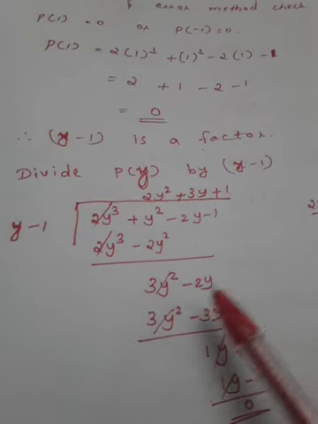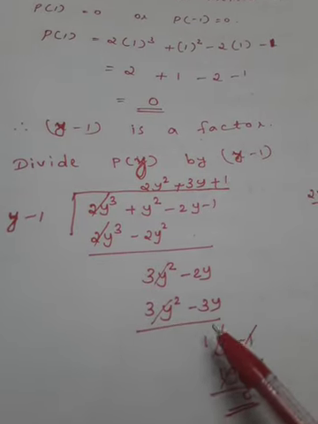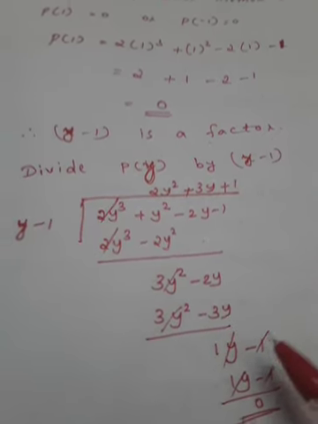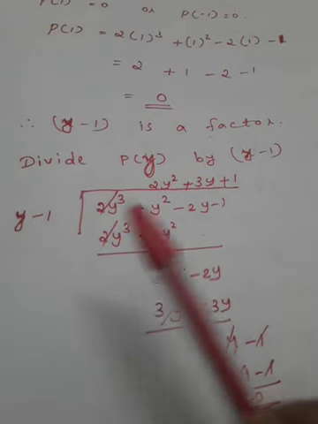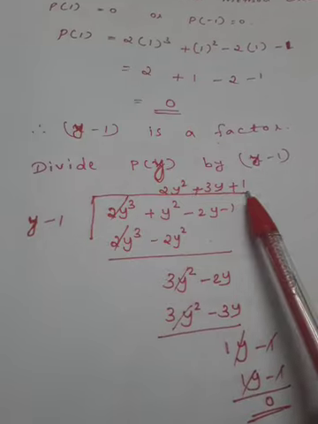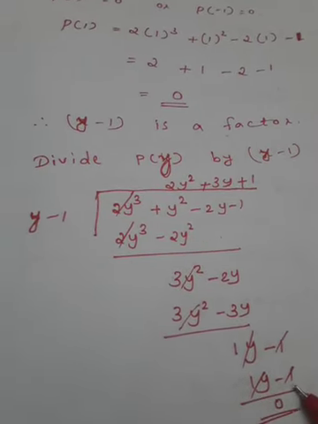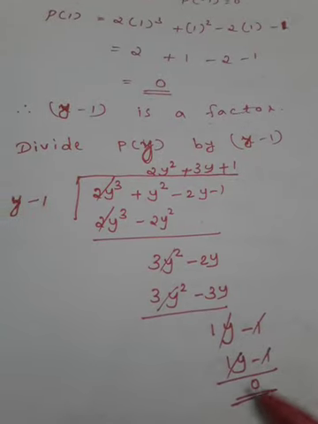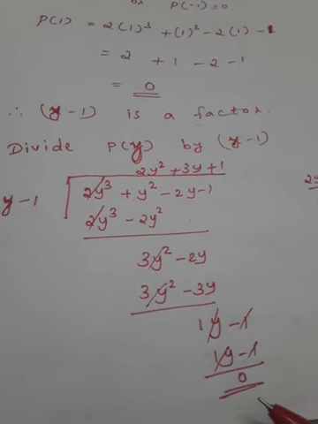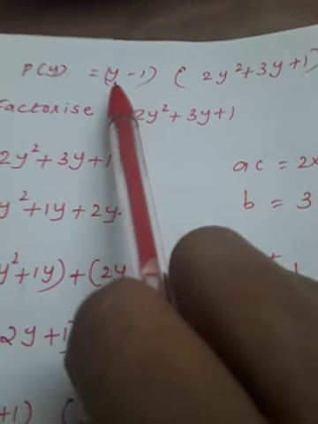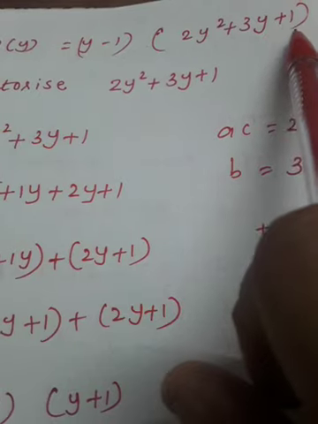Then minus 2 minus minus 3 become positive 1. So positive 1y minus 1. Then again 1y by y equal 1. So multiply 1 by y minus 1. So that is equal 1 by minus 1. Subtract, then you will get the remainder as 0. So here we can write P of y equal y minus 1 into 2y square plus 3y plus 1.